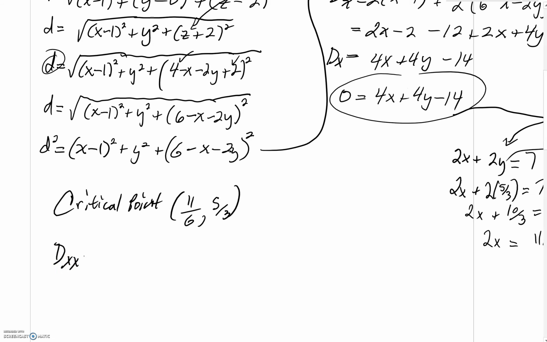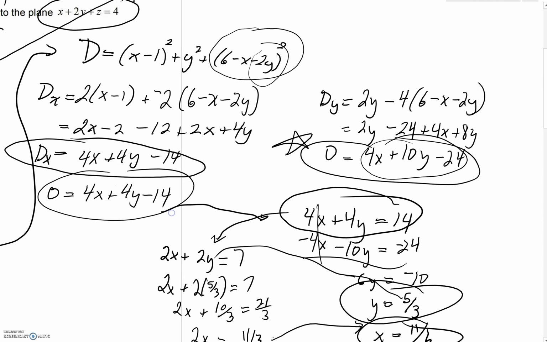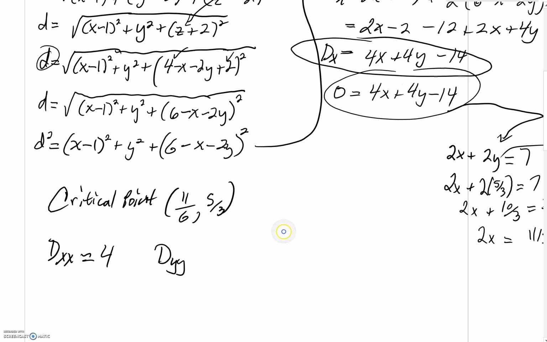The derivative of the 4x plus 4y minus 14 with respect to x, that's going to be a 4, isn't it? And we need a dyy. Well, if we went to our dy right here, and we could even say dy was 4x plus 10y minus 24, take a derivative with respect to y, and you're going to see you get 10. So we'd get this right here.